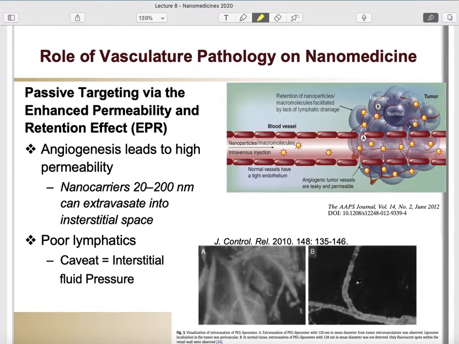On the other hand, on the right-hand side, we have also polyethylene glycol liposomes that have about the same size, 128 nanometers in this case, and we can see that they remain inside of the healthy blood vessels. They are not able to extravasate. So that's kind of proof of this EPR effect, the enhanced permeability and retention effect that could be utilized for tumor targeting, and that is utilized for tumor targeting for nanomedicines.